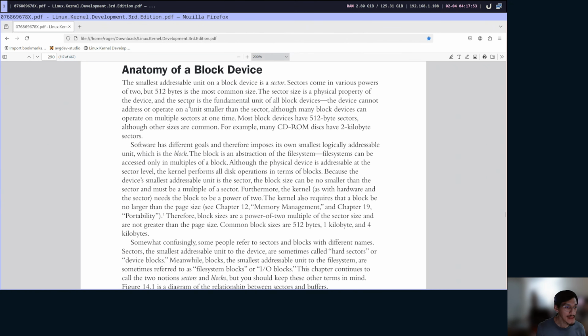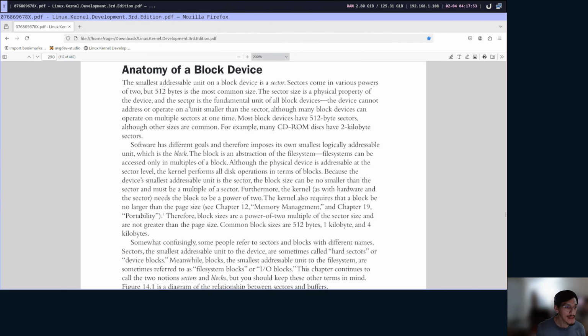Most block devices have 512 byte sectors, although other sizes are common. For example, many CD-ROM disks have 2 kilobyte sectors. So sectors are the smallest unit on the device. The smallest physical property of the device is the sector.